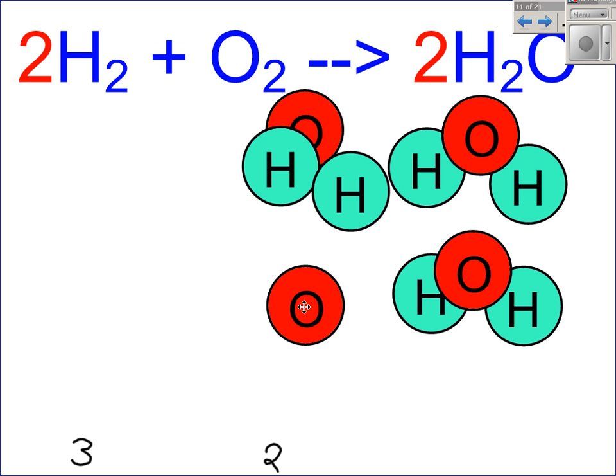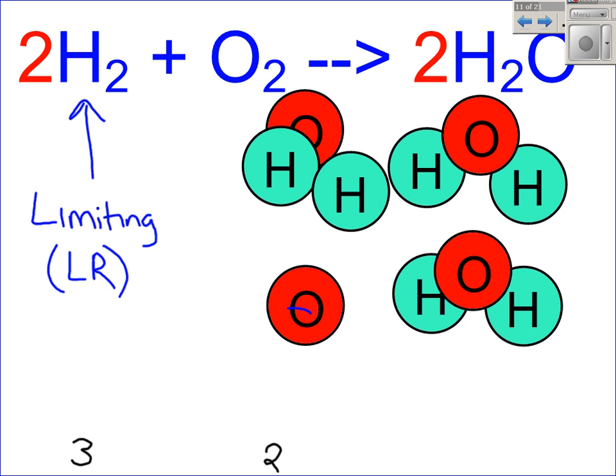Now, which element ran out first? Was it the H2 or was it the O2? The H2 was what ran out first, and therefore this is known as the limiting reactant. In other words, LR. Since you had leftover oxygen, the oxygen in this case is known to be in excess, and therefore it is the excess reactant, or ER.